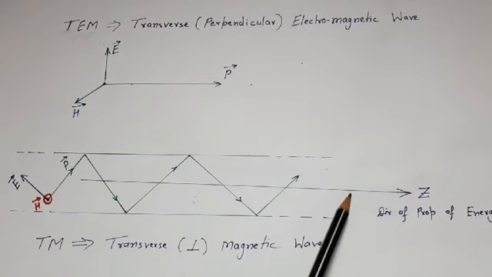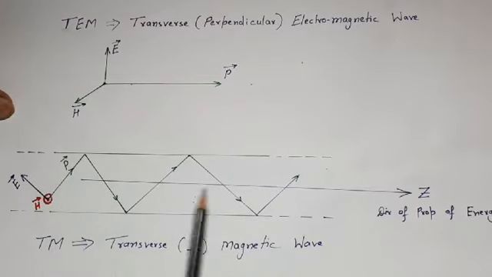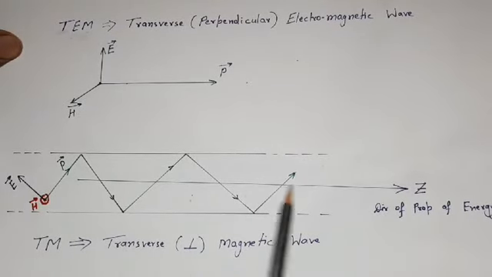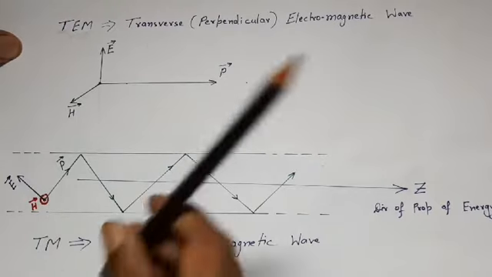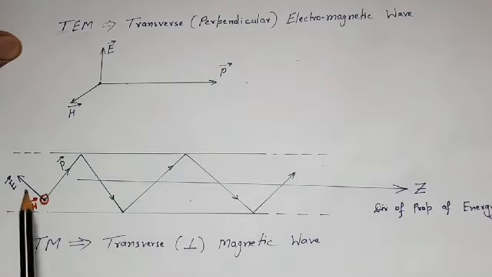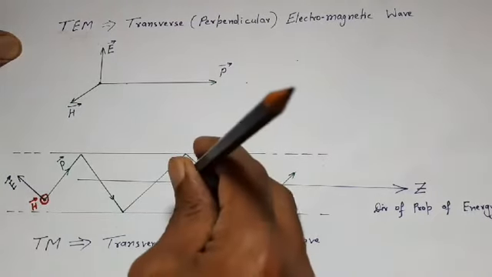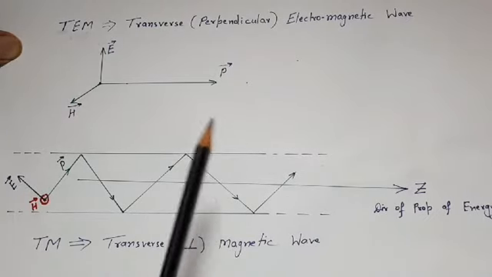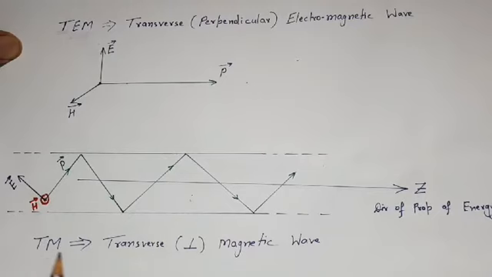If we observe carefully and compare the angle of electric field and magnetic field with direction of energy propagation, then we find that this electric field vector is not perpendicular to this Z direction, but this magnetic field vector whose direction is out of the paper is always perpendicular to Z direction, which is actual direction of energy propagation. So we can conclude that in this type of propagation, only magnetic field vector is transverse to direction of energy propagation and electric field vector is not transverse to direction of energy propagation. Therefore, this kind of propagation is known as transverse magnetic wave propagation, denoted by TM.